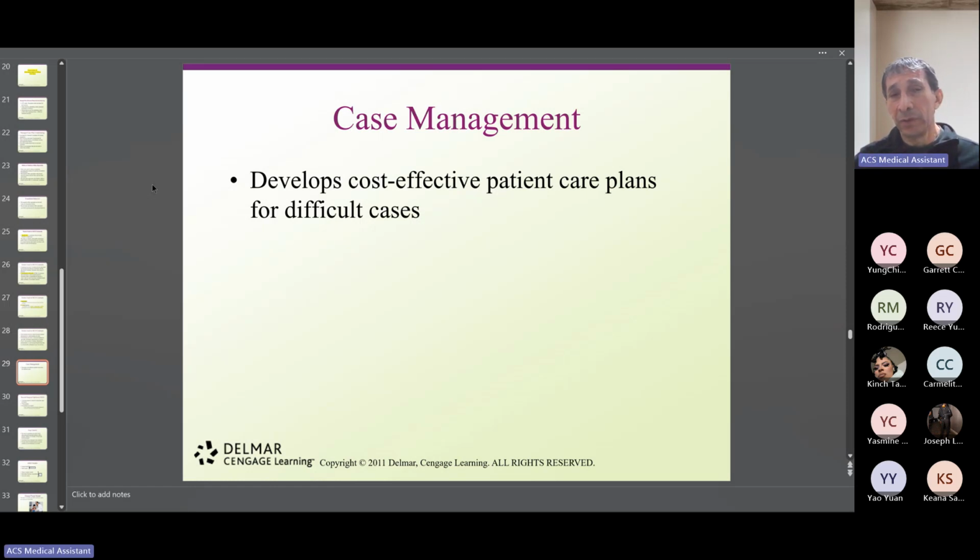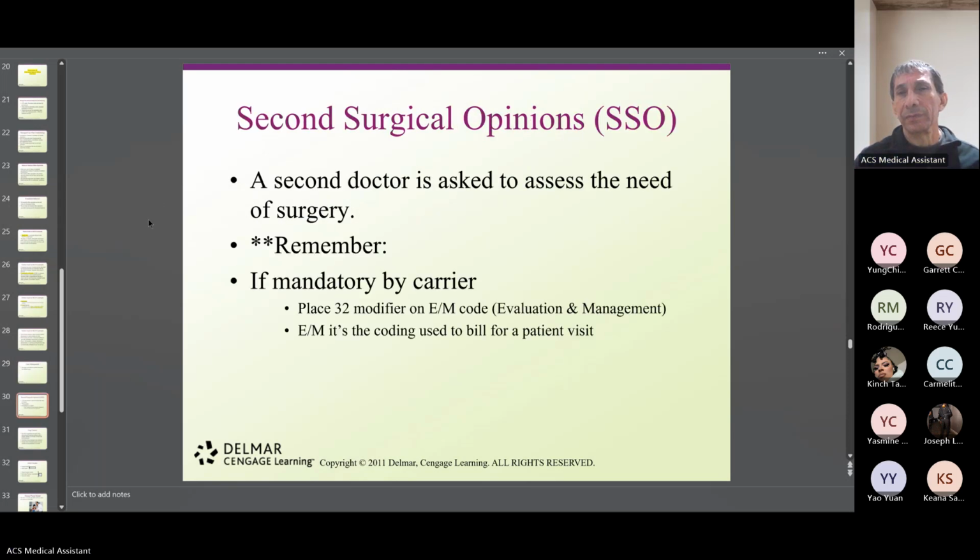This is like, because this is very expensive, that's the reason why these situations need to be studied. They need to be evaluated to see what is the best outcome for both the ones who are going to pay for the service and the person who's going to receive the services. So that's basically what it is. Case management.